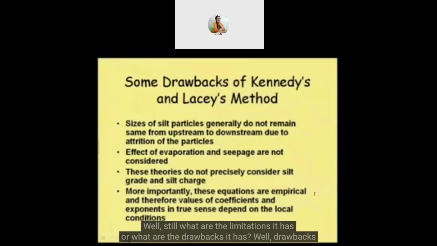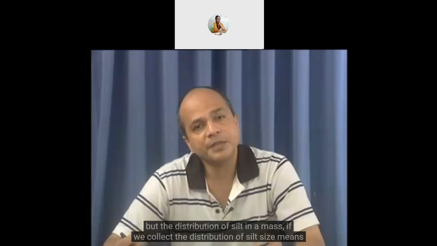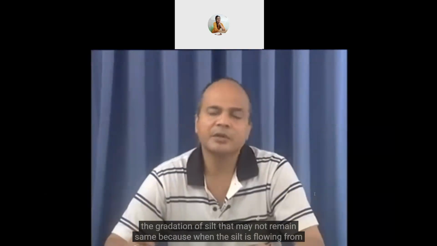Well, drawbacks can be many, but we will be discussing some of the important ones. Say, the size of silt particles generally does not remain the same from upstream to downstream due to attrition of the particles. Here we are talking about a silt grade, say D50, or silt size. Even if D50 remains the same, the distribution of silt size in a mass of silt, the gradation of silt, may not remain the same.